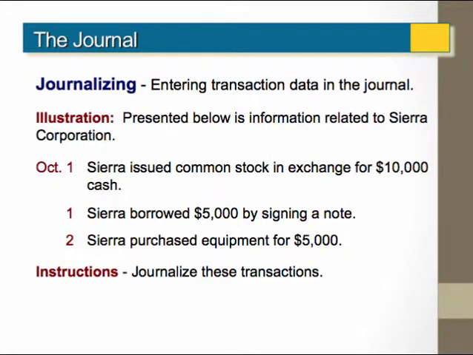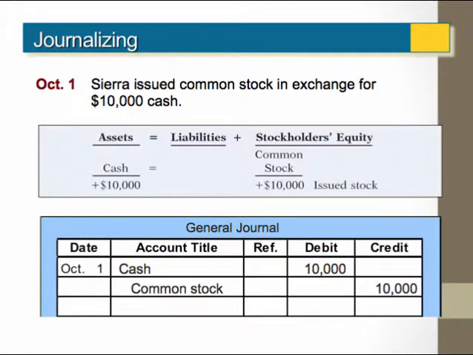So here's an illustration. Presented below is information related to Sierra Corporation. On October 1st, Sierra issued common stock in exchange for $10,000 in cash. Also on October 1st, Sierra borrowed $5,000 by signing a note. And on October 2nd, Sierra purchased equipment for $5,000. So let's go and put these transactions into our journal.